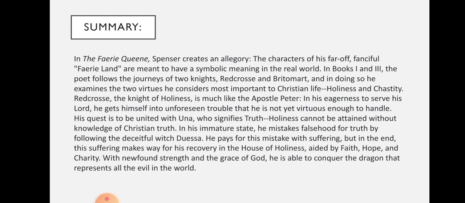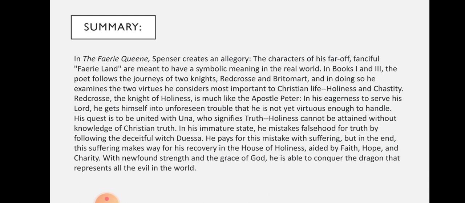In poetic language, in poetry, what we call these are embodiments, personifications. These human characters are personifications of certain important moral qualities, such as holiness, such as truth, and such as chastity. So this is the technical term we use: personification.